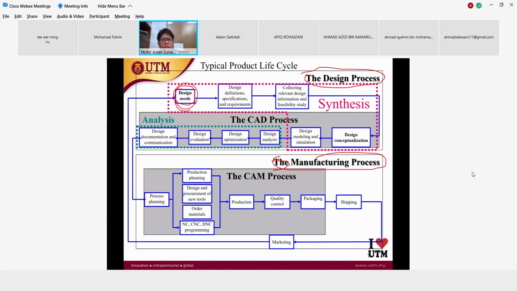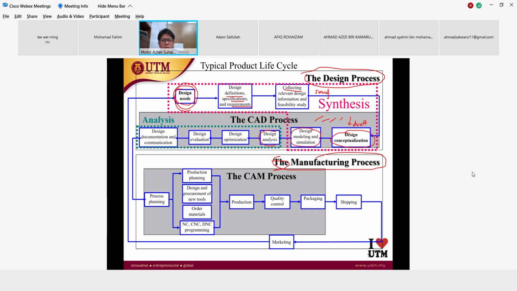Then you have the spec definition and requirements, what you need to make the product. Maybe collecting some data, some surveys and others. Then you design it in the CAD process. So the gray box is the CAD process. You have a conceptual design, draft it first. Then model it, and simulate it in CAD software.